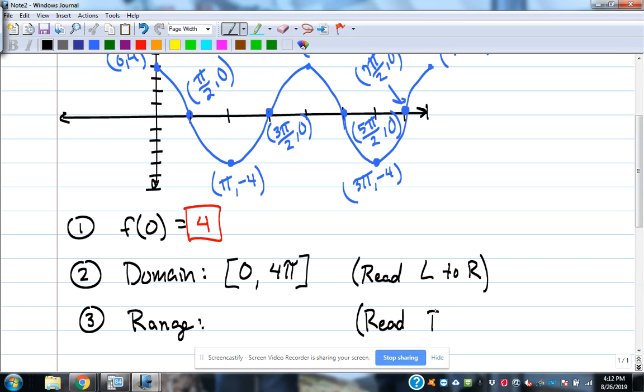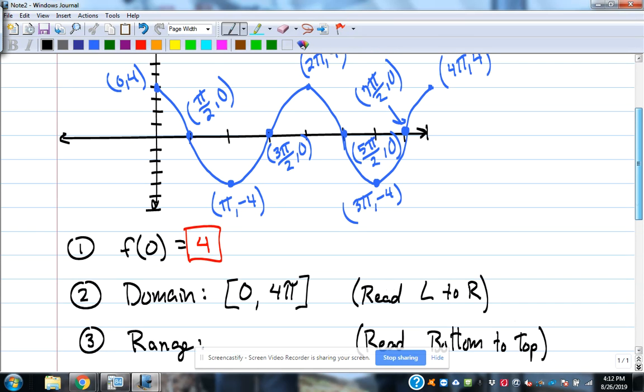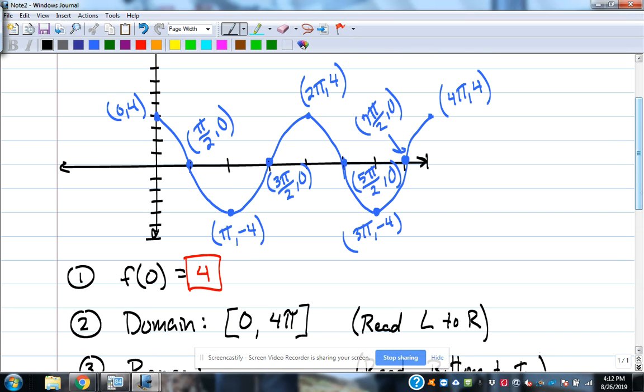And I'll give you a hint. Read bottom to top. The reason we read bottom to top is because where are our smaller numbers? They're in the bottom part of the graph, right? Just like left to right on the domain, it makes sense to us because we read books left to right, but it's because the lower numbers are to the left and the bigger numbers to the right.